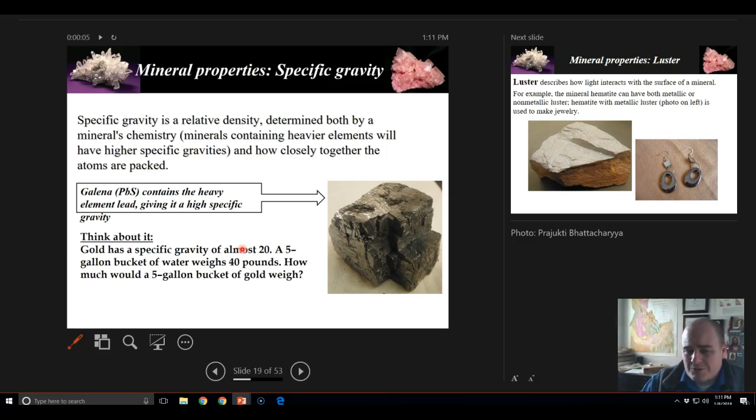Now, gold also has a high specific gravity. It has one of the highest specific gravities of almost any element. It has a gravity of almost 20, which means 1 pound of gold would equal basically 20 pounds of water, because it's based off the specific gravity of water, if I remember right. If a 5-gallon bucket of water weighs 40 pounds, how much would a 5-gallon bucket of gold weigh? Well, it would weigh about 600 pounds. It's a huge difference if you think about it.